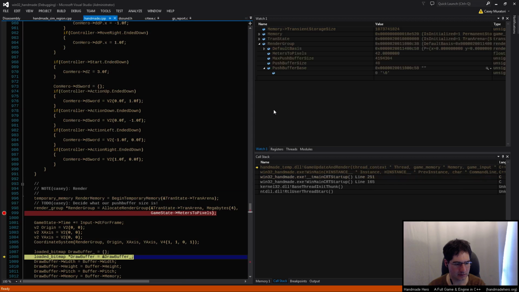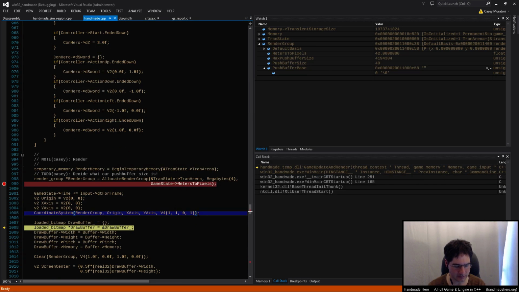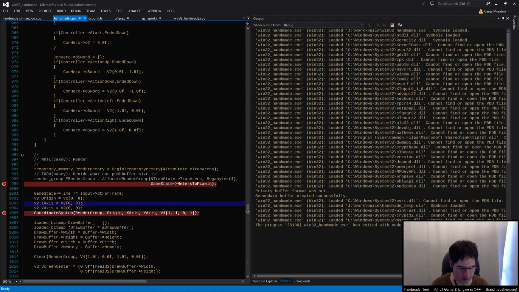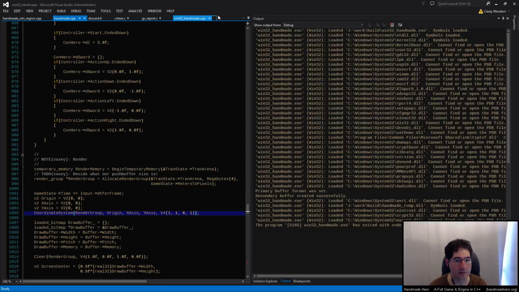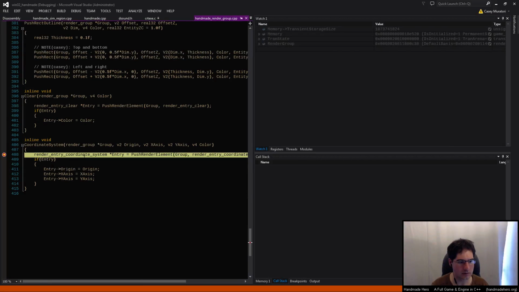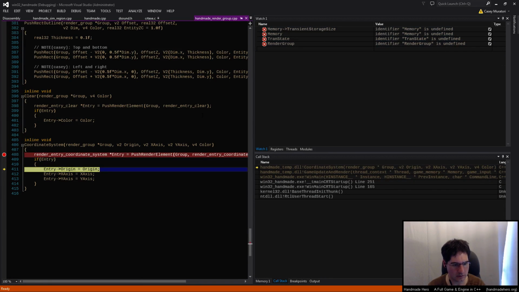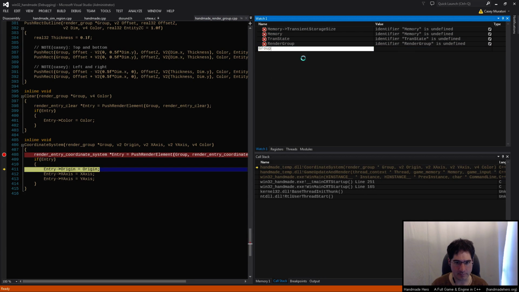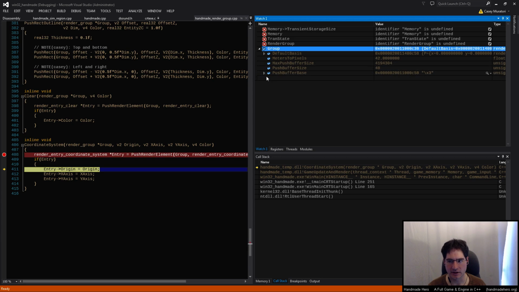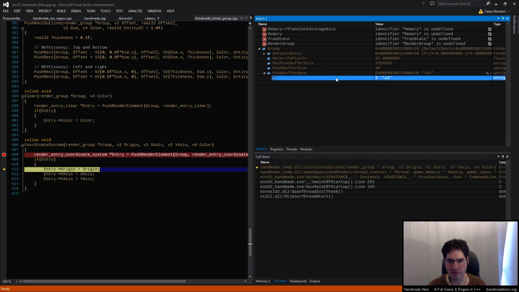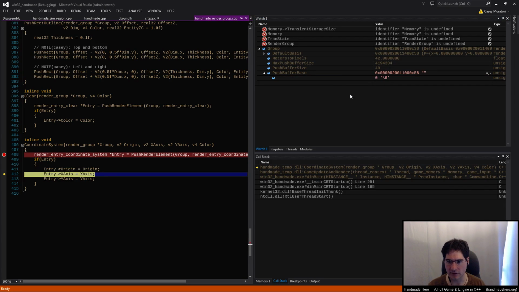All right. Why am I not able to step into this? Coordinate system. All right. So it thinks it pushed a render element on there, right? It certainly appears to believe that it did that. And the push buffer base has actually done exactly what it should have done, which is set it to 3.